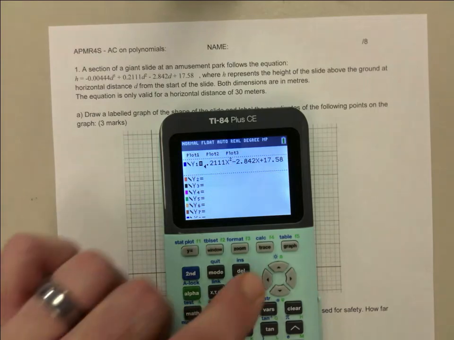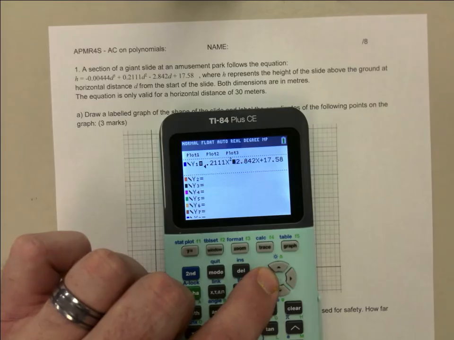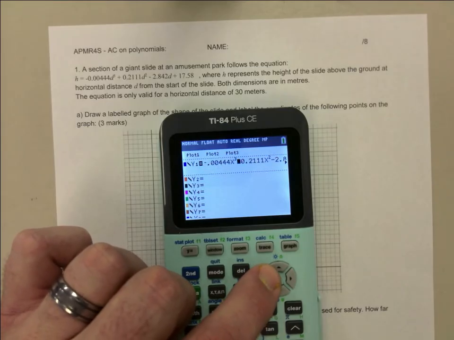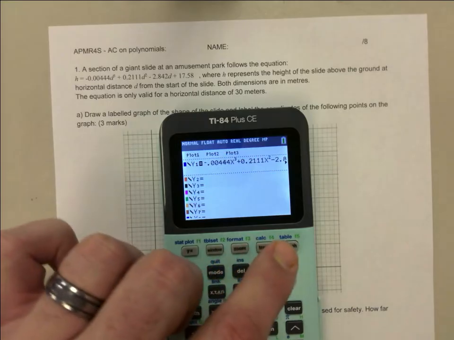I think we're good to go. I'm just going to check because I tell you to check. Yeah. I have 3 fours, 2 zeros, and I have a negative. Okay, we're good to go.